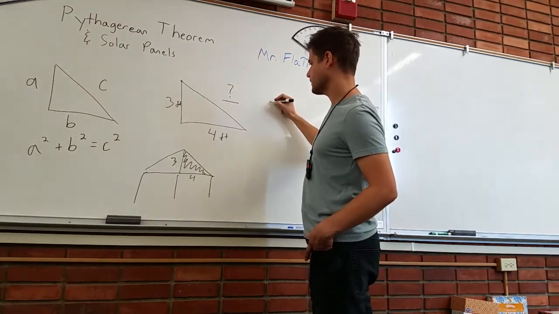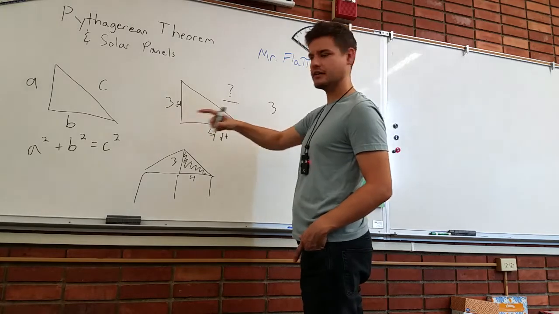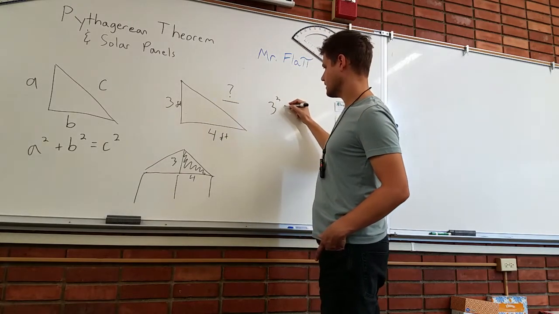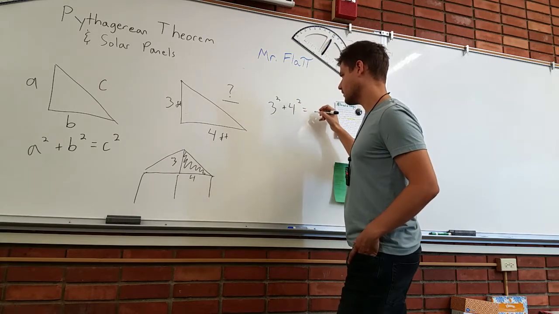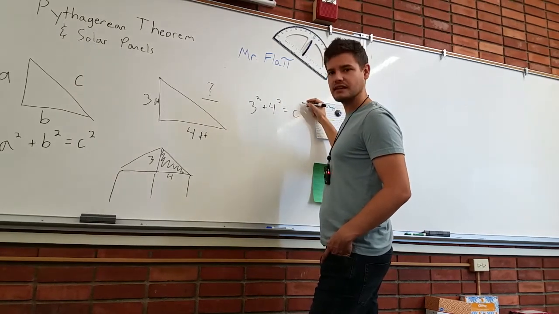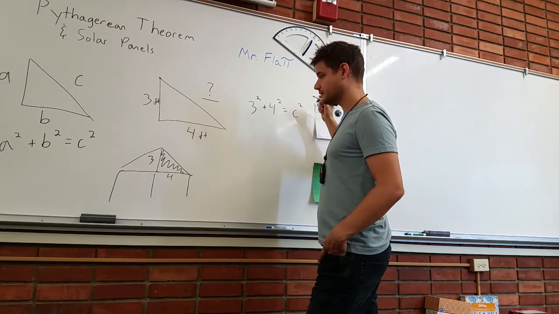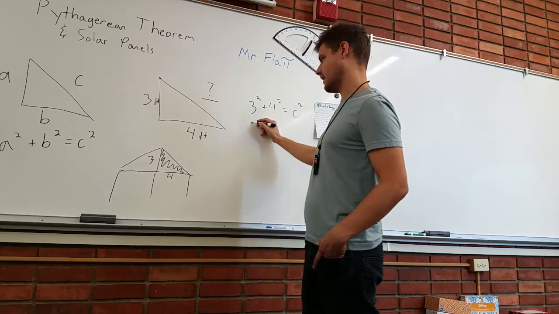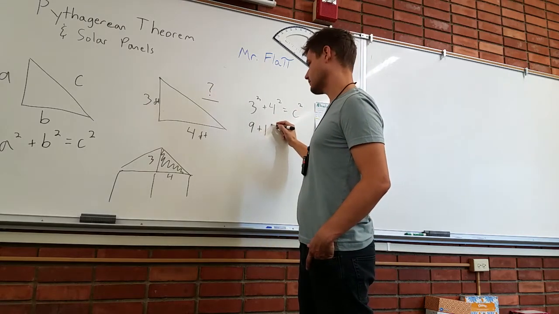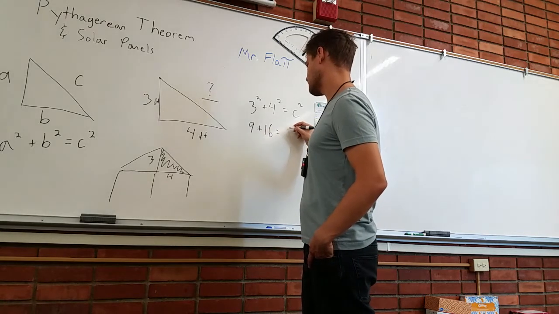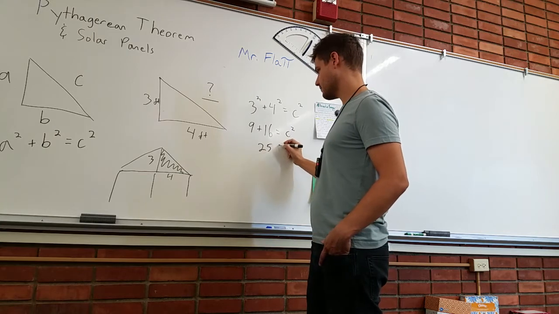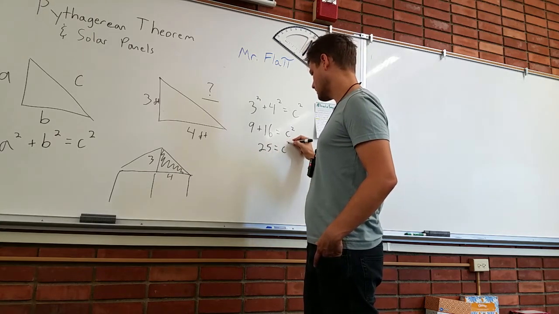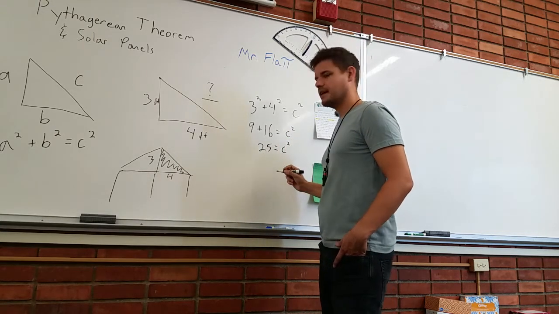those numbers, we could square this side A plus the square of side B, and that'll give us side C squared. So let's take a look at that. 3 squared, 9, plus 4 squared, 16, equals C squared. Well, we know that 9 plus 16 is 25. That'll give us C squared.